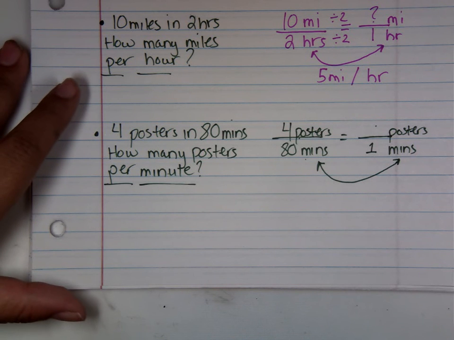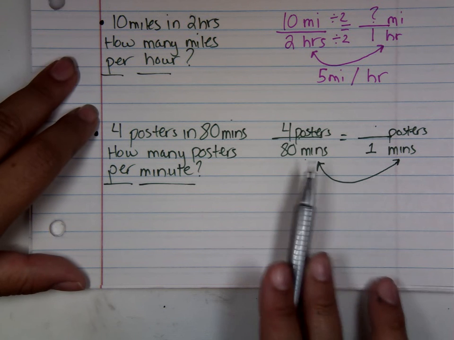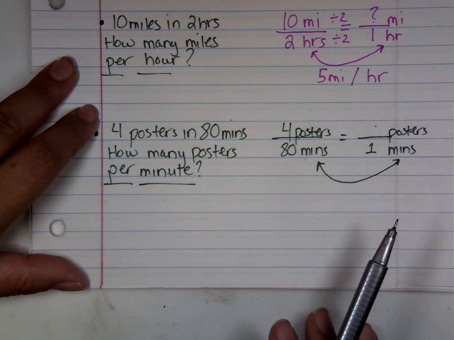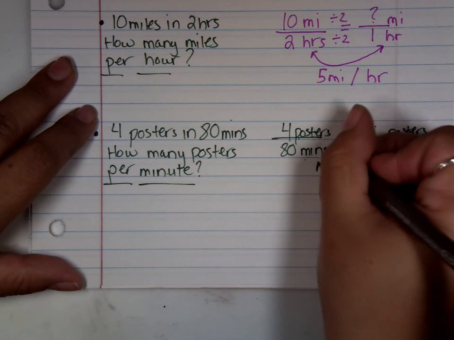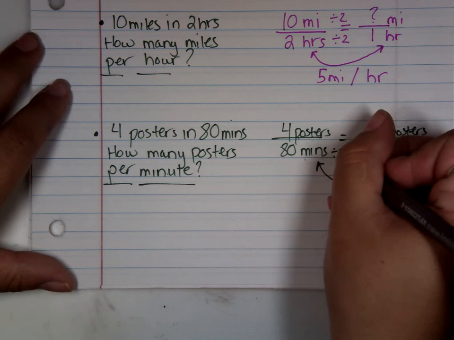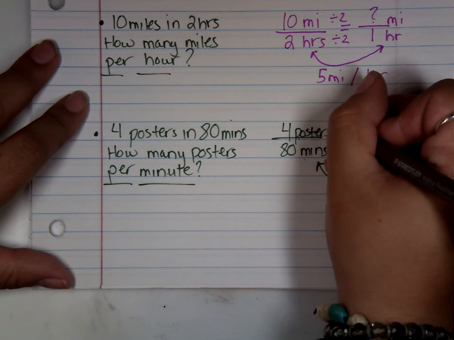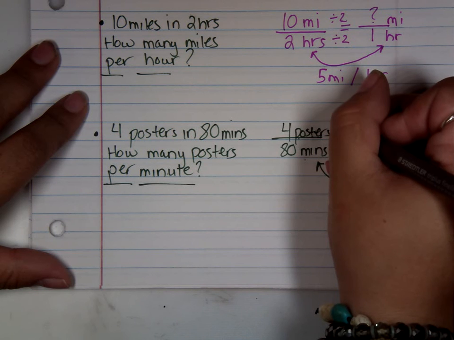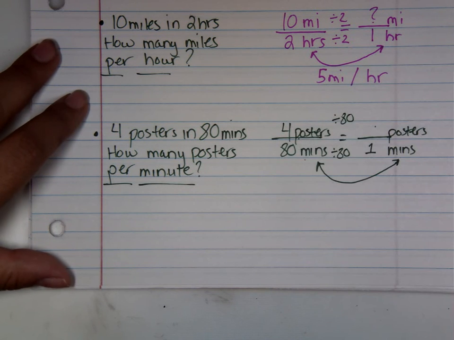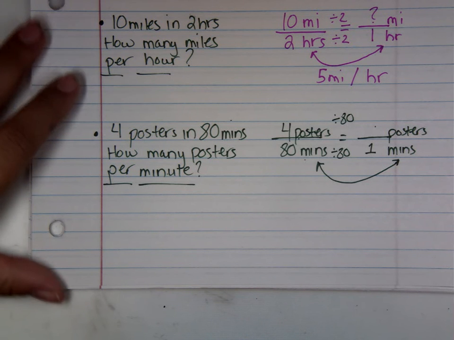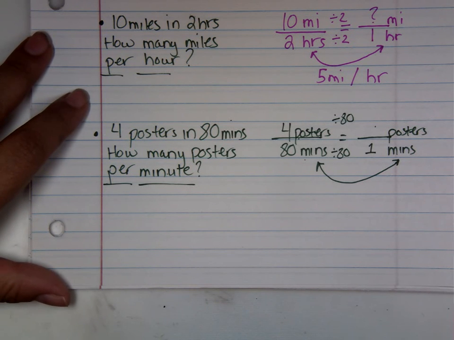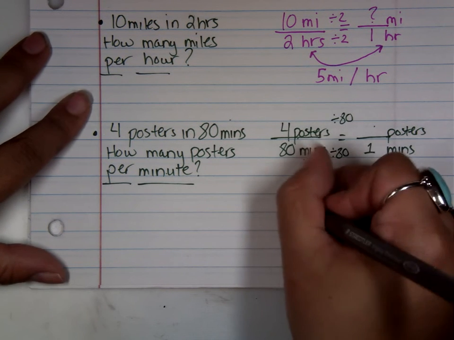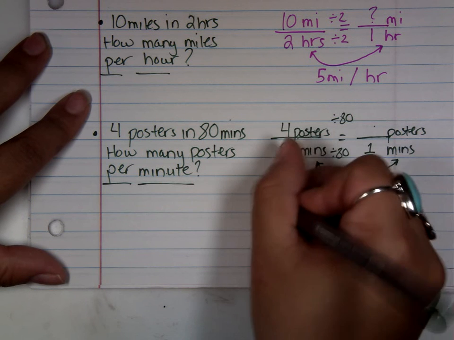Okay? So now we need to figure out, well, how do I get from 80 to 1? What do we do? Okay, you're right. We have to divide by 80. And since I did it on the bottom, what will I do to the top? Good, the same thing. So 4 divided by 80. So let's go ahead. Let's put our 4 on the inside. 80 will stay on the outside.